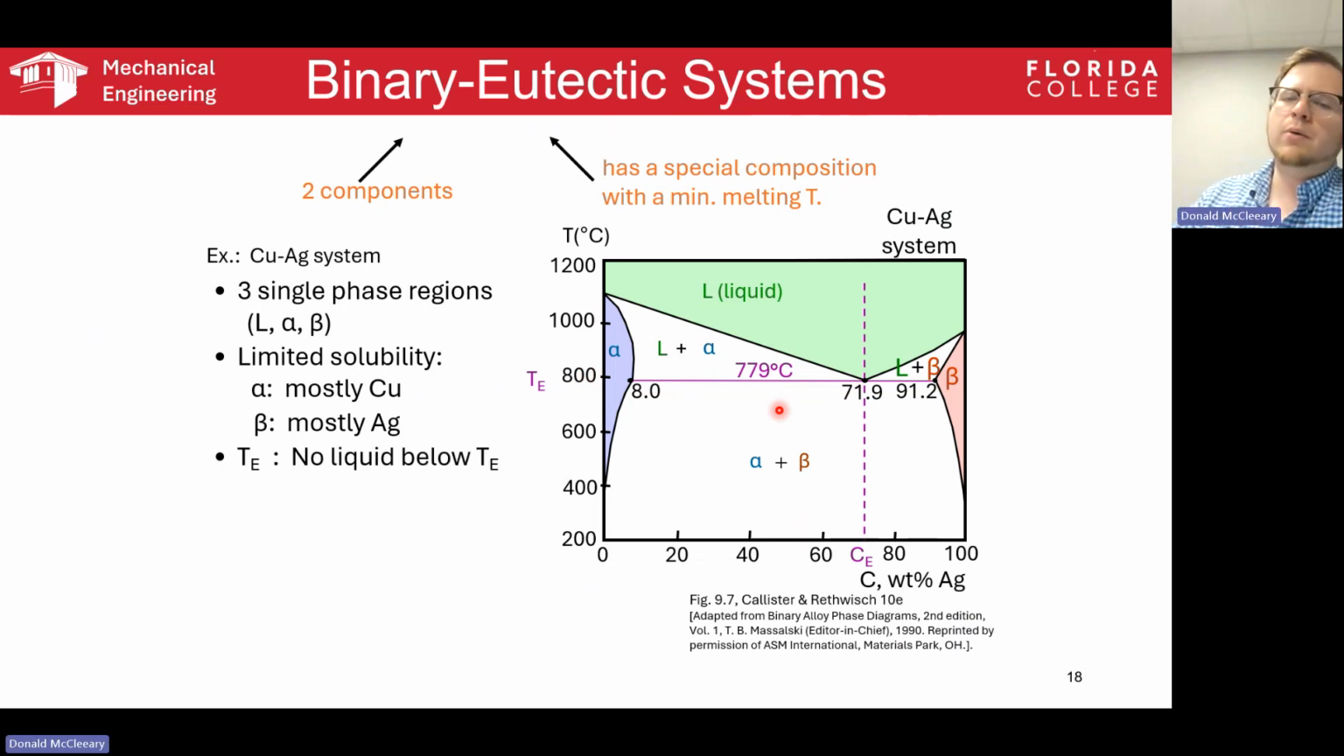And then you have no liquid below your eutectic point temperature, because remember what the definition of a eutectic point is. It's a minimum melting temperature. I should clarify that: you can have eutectic points where you go from a solid phase to another solid phase, but in this specific case, we're talking about minimum melting temperature. So there's no liquid below your eutectic temperature.